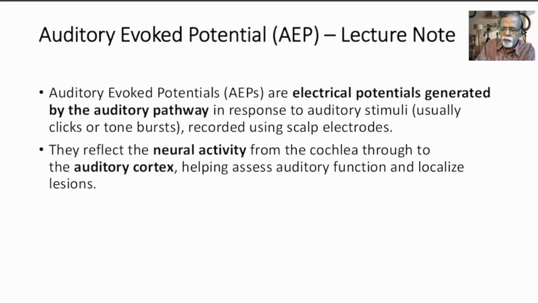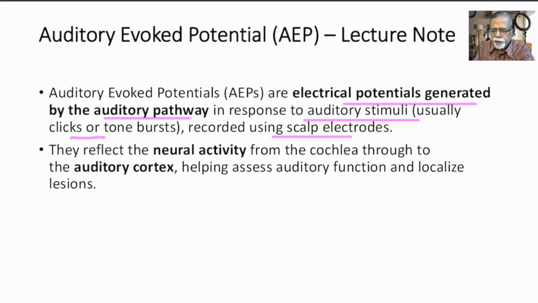So, auditory evoked potentials are electrical potentials generated by the auditory pathway in response to auditory stimuli, usually clicks, recorded using scalp electrodes. It is something similar to what is being done in the EEG. They reflect the neural activity from the cochlea to the auditory cortex, and it will help in assessing the auditory pathways. So, it is similar to recording of EEG.